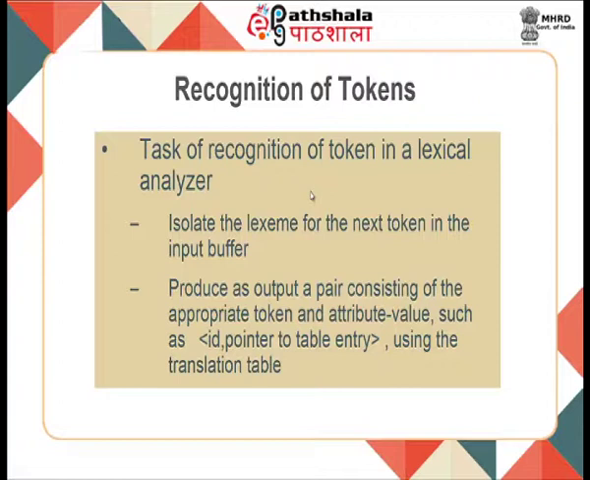So how do I recognize a token? We already know that your job is to match it with a pattern and assign a token. You will get the lexeme. Now to get the lexeme, we have to define a pattern. That is what we have basically done. After that, we have to assign a token to the lexeme. So the task of token recognition in the lexical analyzer depends upon this: you have to isolate the lexeme for the next token in the input buffer and produce as output a pair consisting of the appropriate token and attribute value, such as ID, comma, pointer to the table entry, using the translation table.